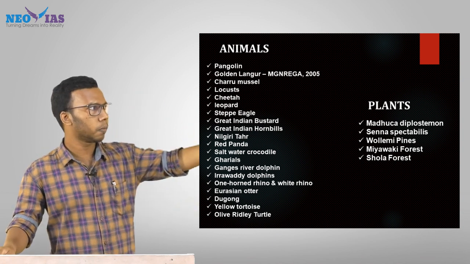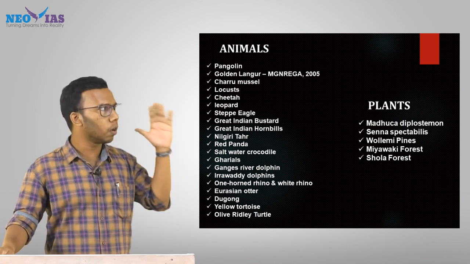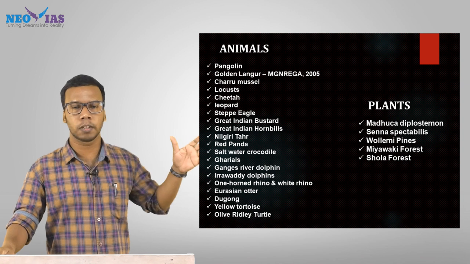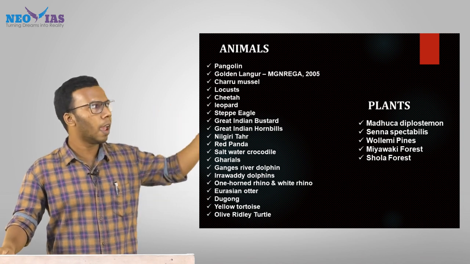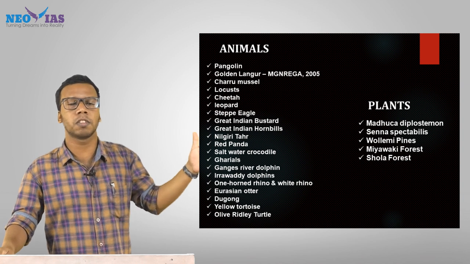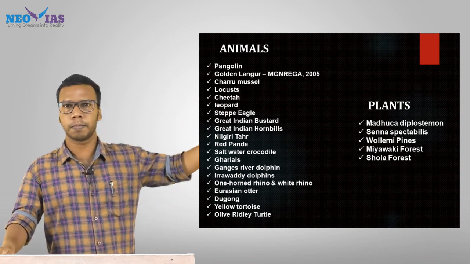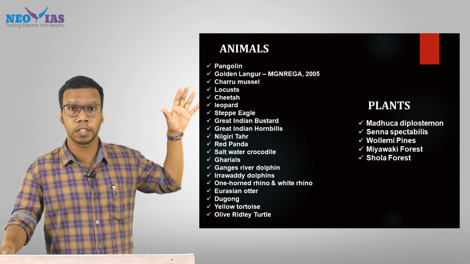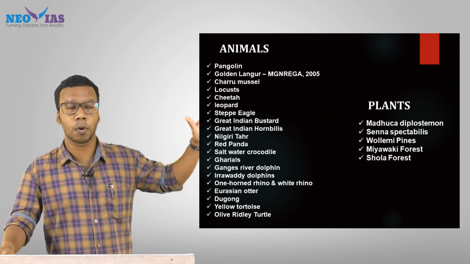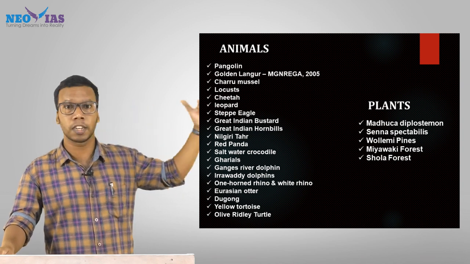Then, golden langur. This golden langur was also in news because some studies show that the golden langur is also undergoing forced abortion. That's why it was in news. And also, it was in news in past years because this was the first species which got a non-human beneficiary of the MGNREGA 2005. That's also an important point regarding the golden langur. So, you need to know about the distribution of golden langur, where it is found in India.